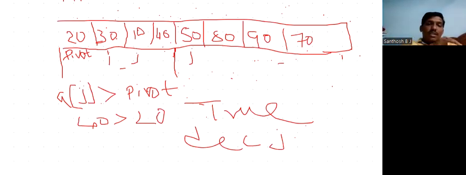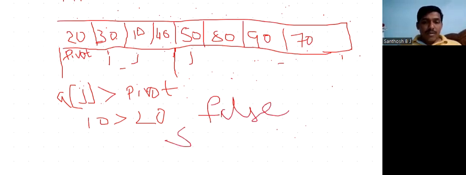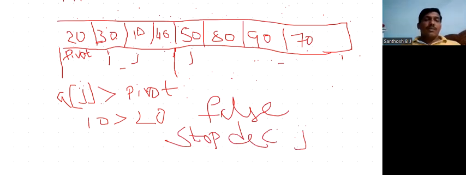Next, once again, if the condition is true, compare with j only. What is the value of A of j? 10. 10 is greater than 20? Now the condition is not satisfied. It means the condition is false. You stop decrementing j. So I condition is over and j comparison is also over.